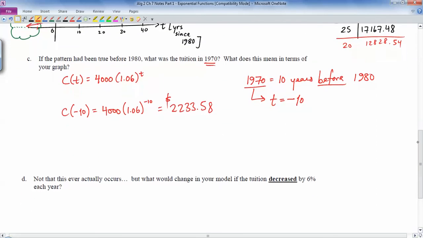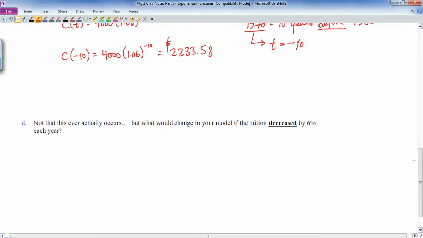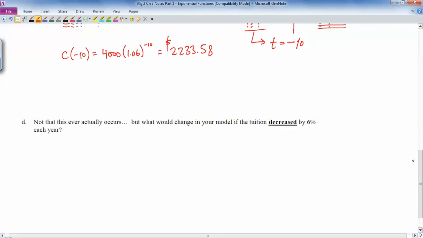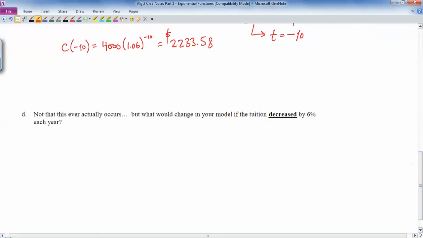So let's see. Not that this ever actually occurs, but what would change in the model if the tuition decreased by 6% a year? So let me write the original. C of t was 4,000 times 1.06 to the t. That's a 6% increase. We want a 6% decrease.